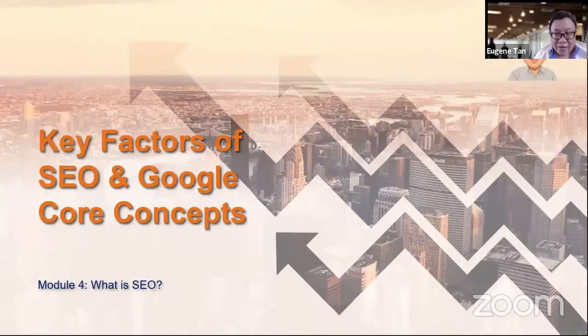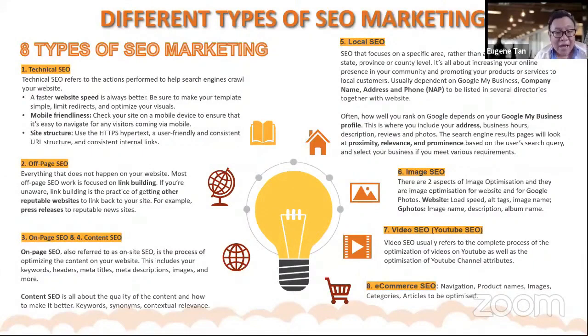Right. So the key factors of search engine optimization and being searchable, and what are the Google core concepts. So basically, there are 8 types of SEO. I will not be able to cover it in detail, but generally is technical SEO. Technical SEO looking at your website, whether your website loads fast enough, your mobile friendliness, your site structure.